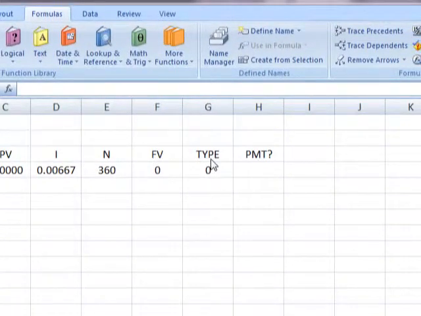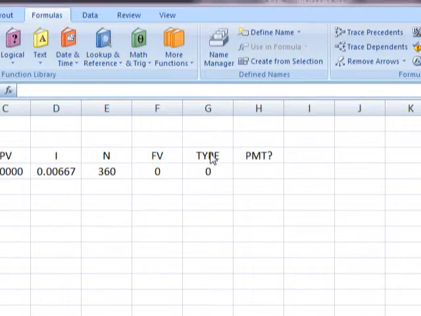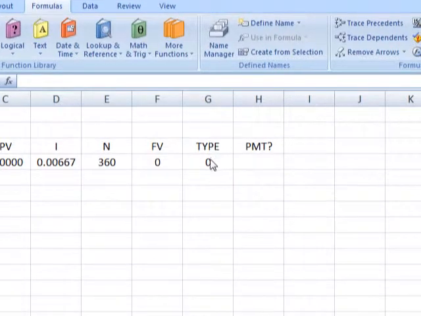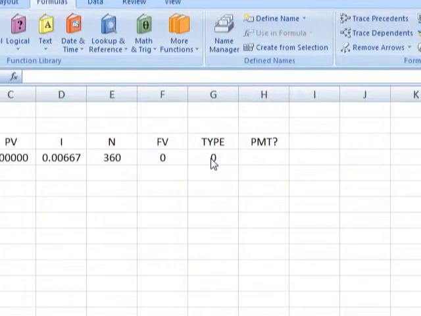Also we have the type. The type is 0. What does that mean? The type can be 1 or 0. It's 0 when we make the payment at the end of the period, and it's 1 when we make the payment at the beginning of the period. Let's say for our mortgage we pay every month, but at the end of the month, so the type is 0. But if we had to pay every month at the beginning of the month, the type would be 1.